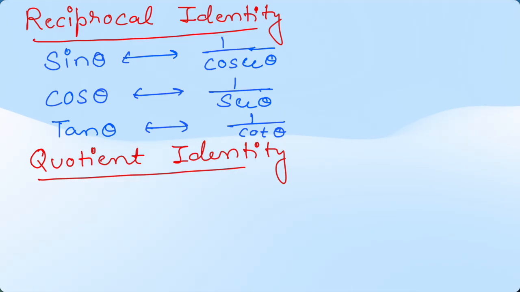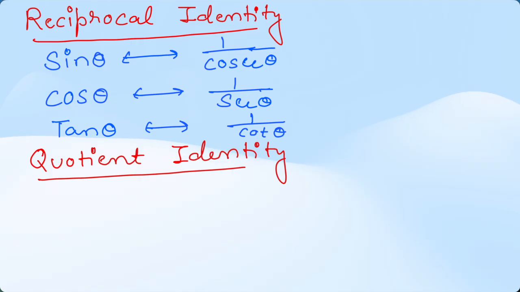Means if I want to convert sine to cosec, what I have to do? I have to write it 1 by that number. Means they are just the reciprocal. We can convert sine to cosec, cos to sec. Similarly, tan can be easily converted into cot theta. That was my reciprocal identity.